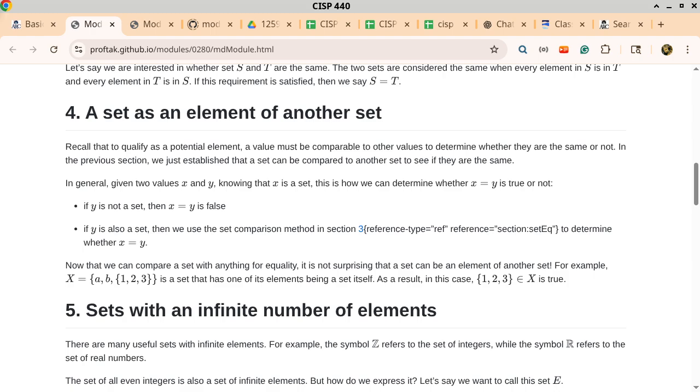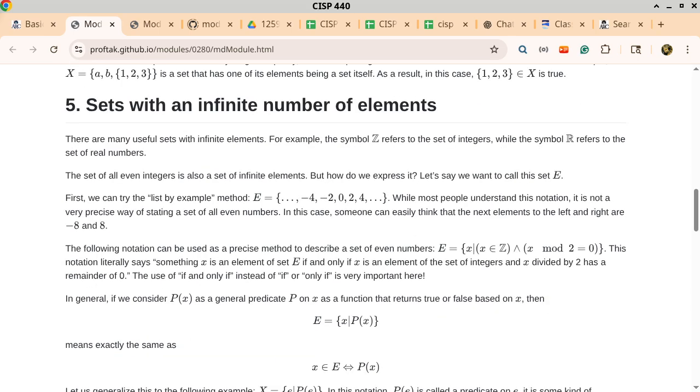All right. Cool. So section 5 here talks about the notation that we need in order to say, hey, this set has an infinite number of elements, but this is how we describe the membership inside the set. So this is serving as a single element from the perspective of X.